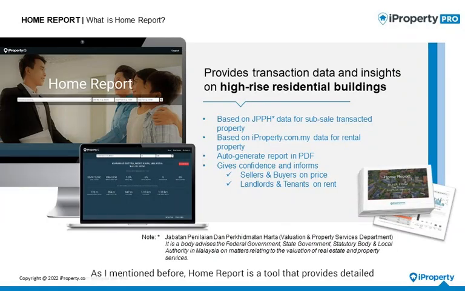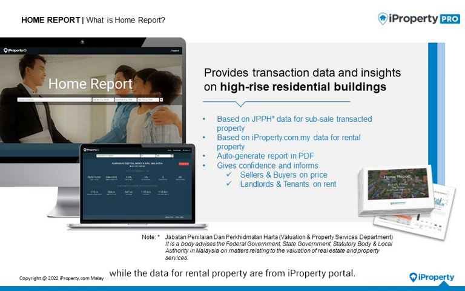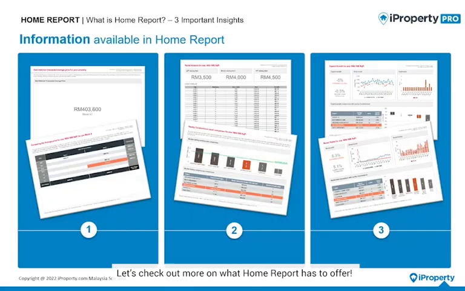As mentioned before, Home Report is a tool that provides detailed transaction information on high-rise residential buildings. Similar to bricks, the data for sub-sale transacted property are from JPPH, Valuation and Property Services Department, while the data for rental property are from iProperty Portal. You can generate the report in PDF format and use it to inform your clients on the market price and rents. Let's check out more on what Home Report has to offer.